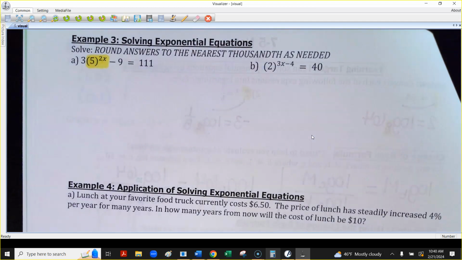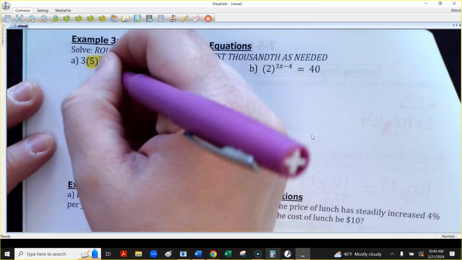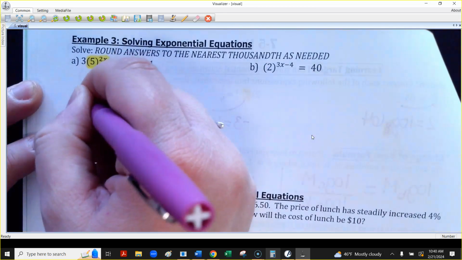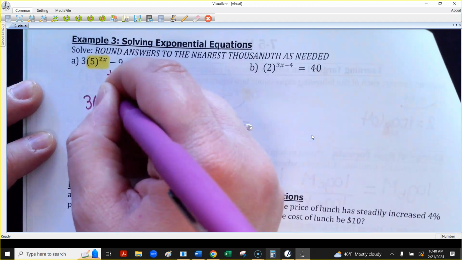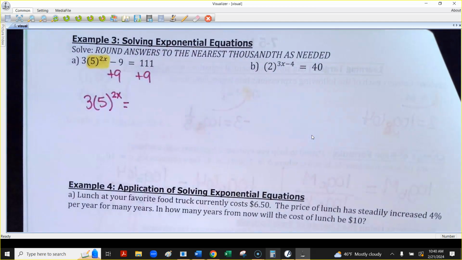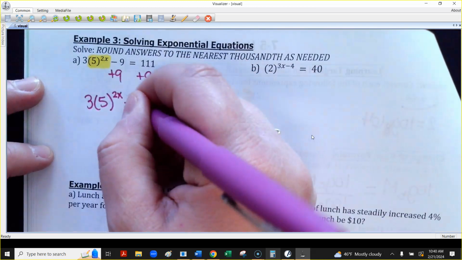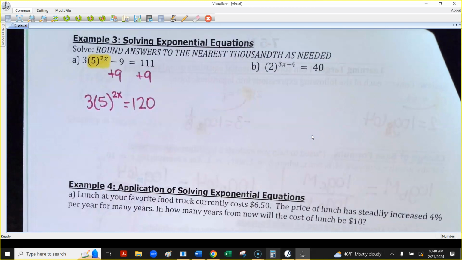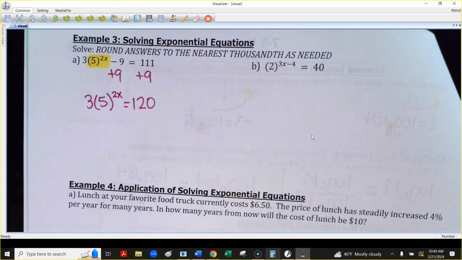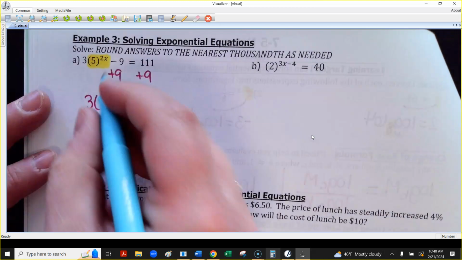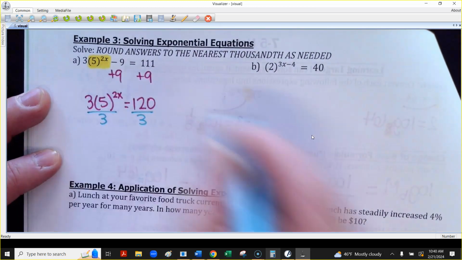So does anybody know what I should do first? If I want to try to get that 5 to the 2x by itself, what would you do first? Add 9. Get rid of any addition or subtraction first. So actually I want to add 9 here. Now, I'm not gonna multiply that 3 and 5 together because I would have to do that exponent first in my order of operations, and so we're not going to do like 15 to that power. So we're going to get rid of the 3 in a second, but I'm going to add 9, so I get 3 times 5 to the 2x equals 120. Don't multiply, you want to divide. Just divide both sides by 3.